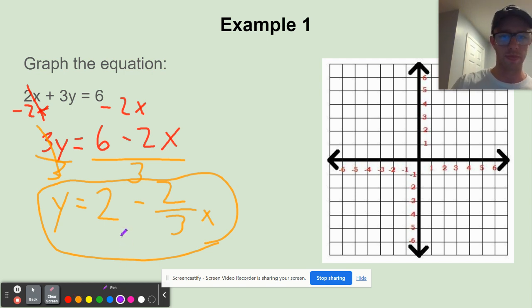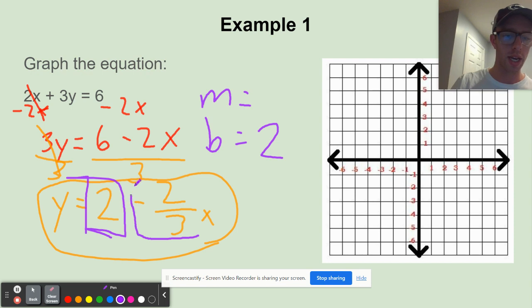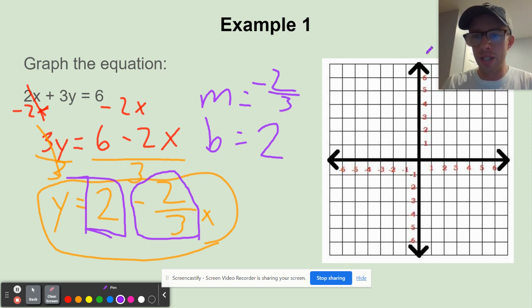doesn't matter, all right? M is always the slope, and b is always the y-intercept. B is the constant, the number by itself. So my b for this equation, or y-intercept, is 2, and the slope is the coefficient to x, and that's negative 2 over 3. And so what this means is I need to begin at 2 on the y-axis. So I'm going to go to 2 on the y-axis. All right, plot a 2.